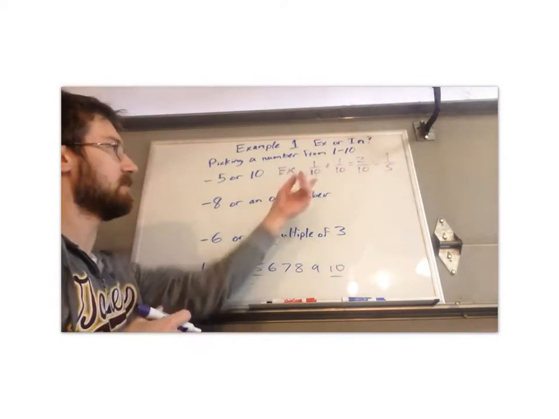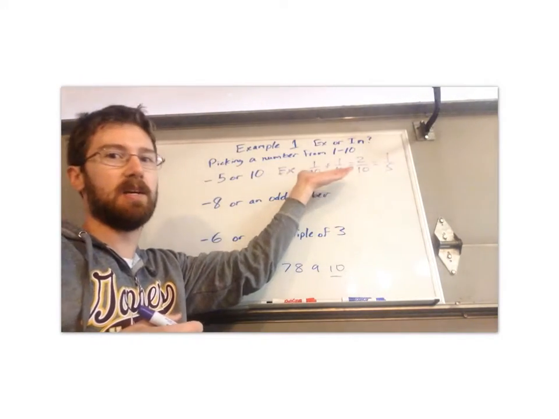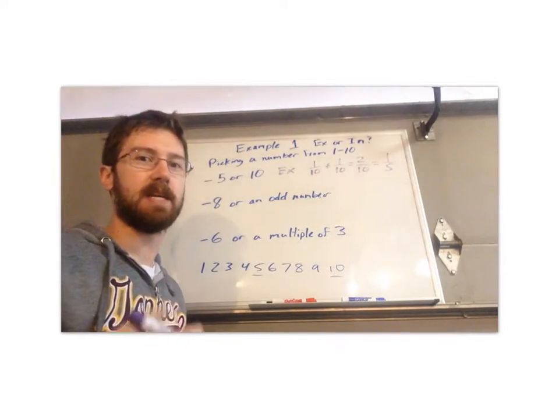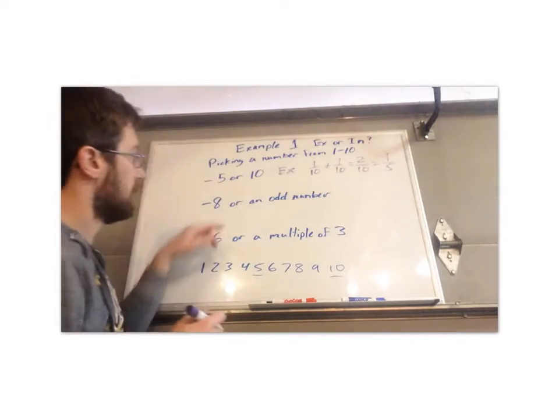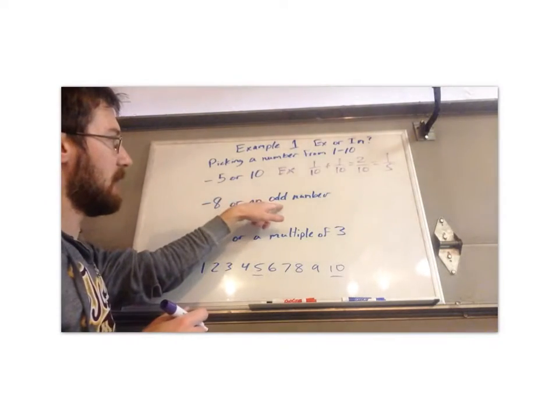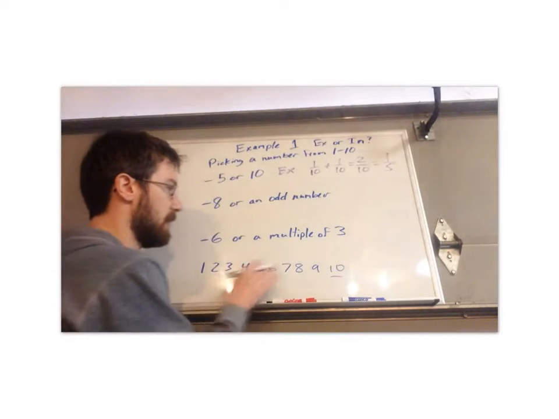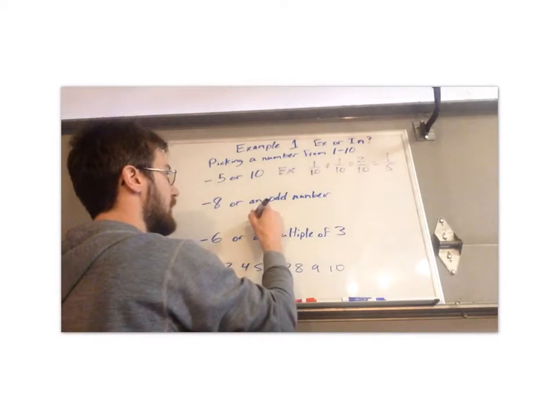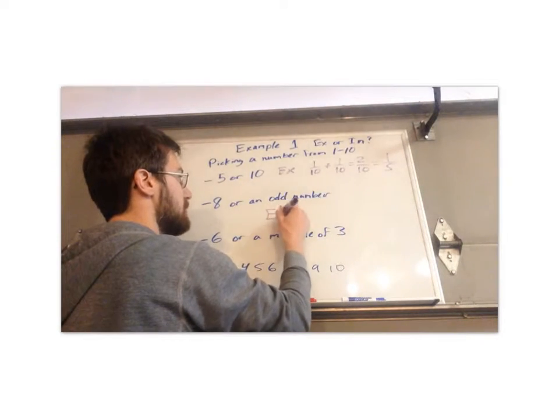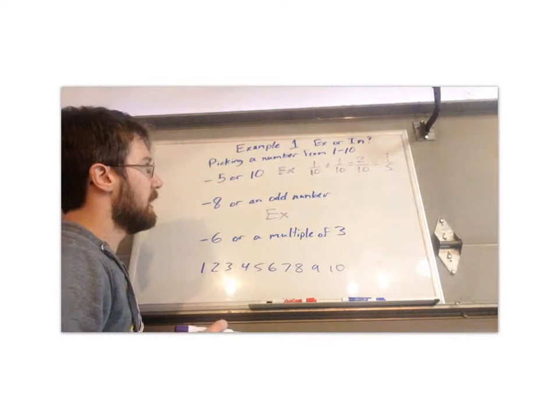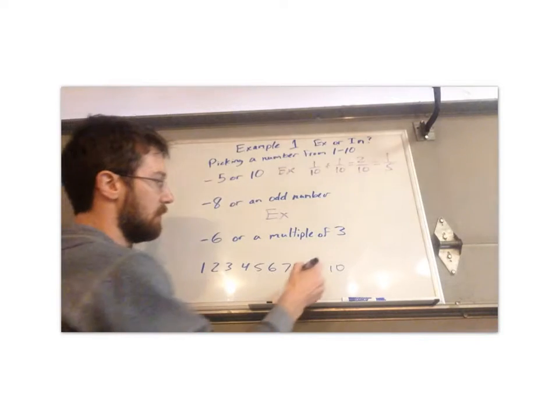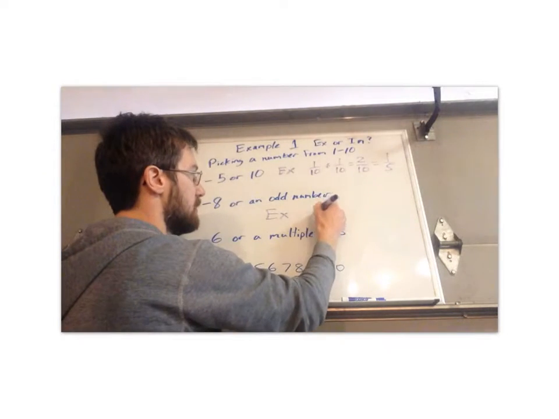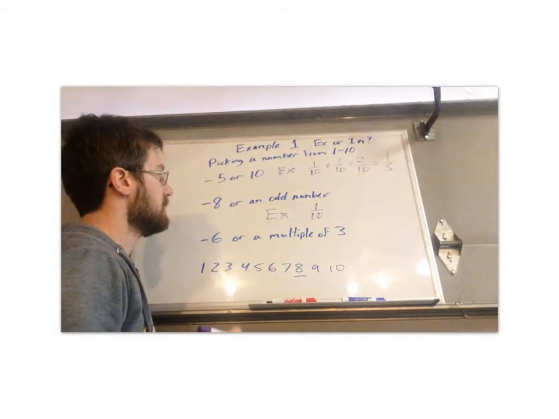And again, you don't necessarily need to do this. A lot of us can probably look at that one and say, yep, I get it, it's 2 out of 10. 8 or an odd number. Now again, this one is exclusive because it can't be both 8 and odd at the same time, so that's an exclusive event. And then what's our probability? Well, we've got 1 out of 10 for the 8.